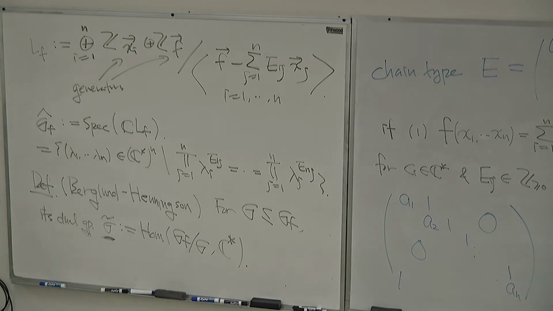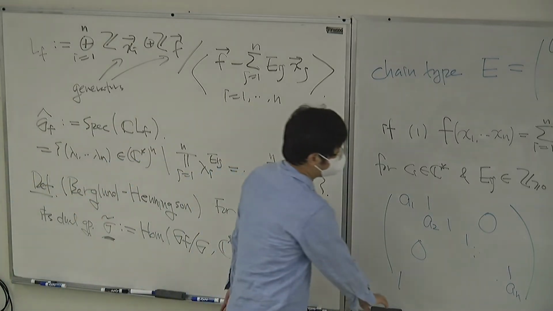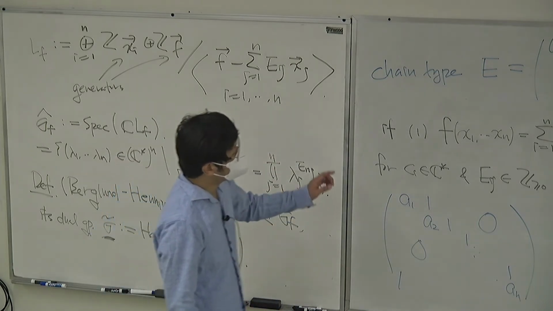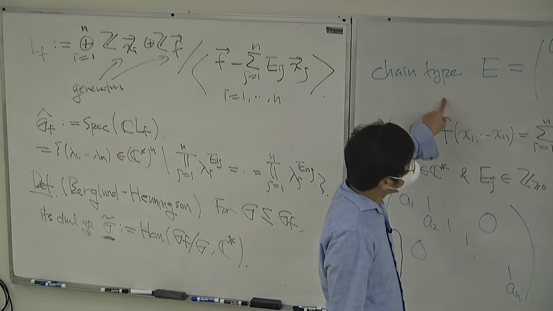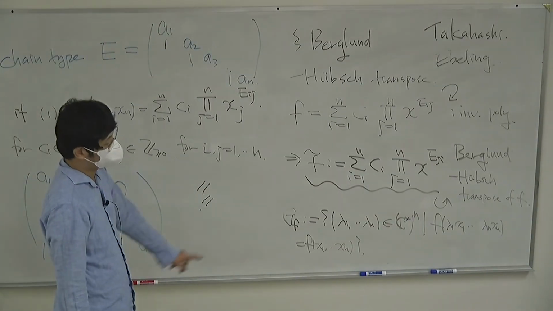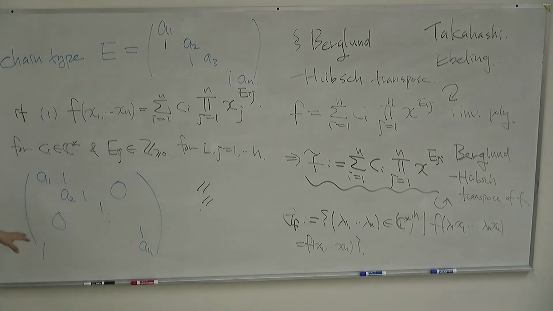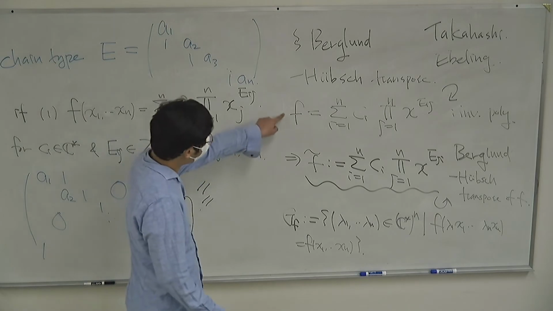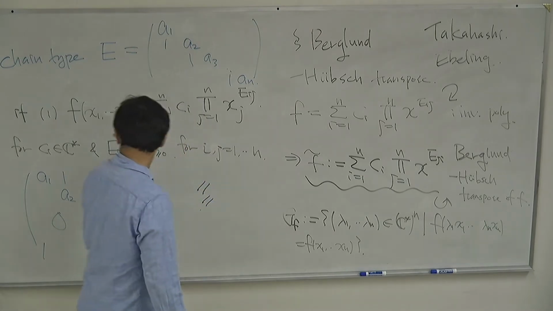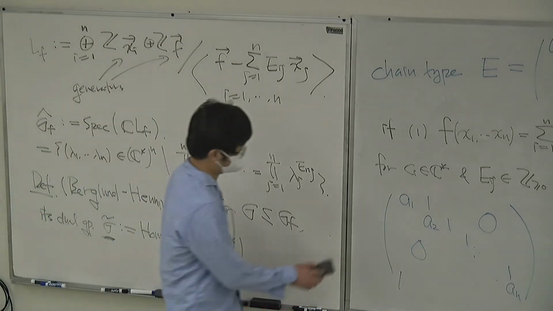Is there any question? Okay, if not, then, as you see, for this chain type I have this matrix, so I can easily compute this Berglund-Hübsch transpose of F by this matrix. And again, for loop type, I also have this matrix, so I can also compute this F dual. So from F, I obtain this F dual, and I again define this G_F. And for any subgroup G of this G_F, I can define its dual group G tilde.